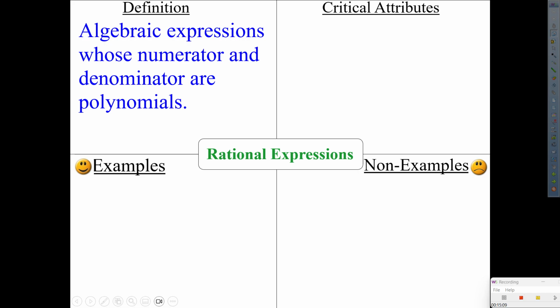Now, if they say numerator and denominator, they're implying that we are looking at what? Tell your neighbor, what are they implying? Fractions. Let's go.